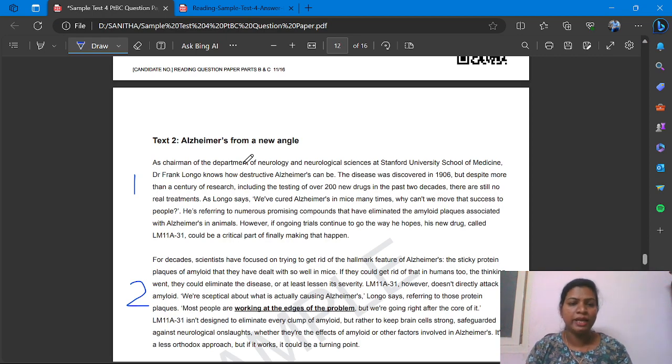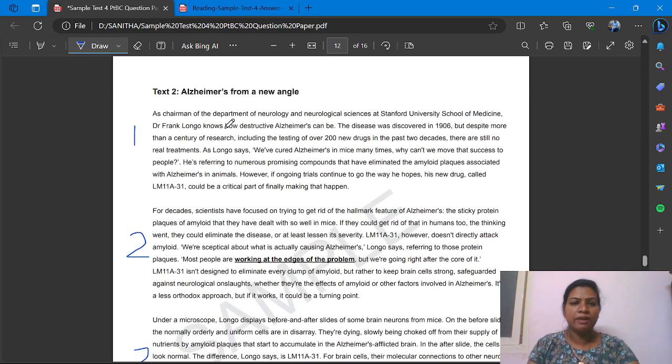As a chairman of the Department of Neurology and Neurological Sciences at Stanford University School of Medicine, Dr. Frank Longo knows how destructive Alzheimer's can be. He knows how destructive Alzheimer's can be. The disease was discovered in 1906. When was it discovered? 1906.